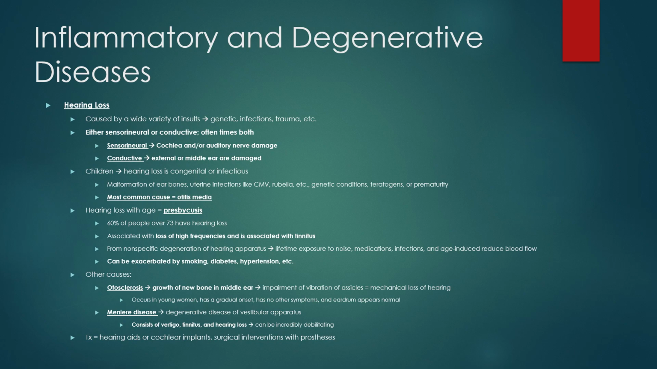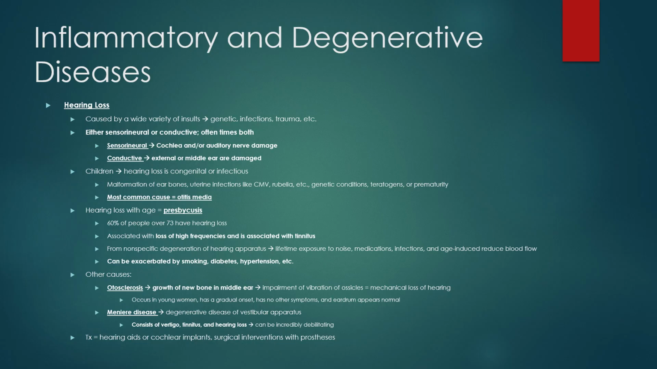And then we have sensorineural hearing loss. This one involves damage to the cochlea, the hair cells, or the auditory nerve. Once those hair cells are gone, they are gone. They do not regenerate, which makes this type permanent. This is the type seen with noise exposure, ototoxic drugs, infections, and aging.